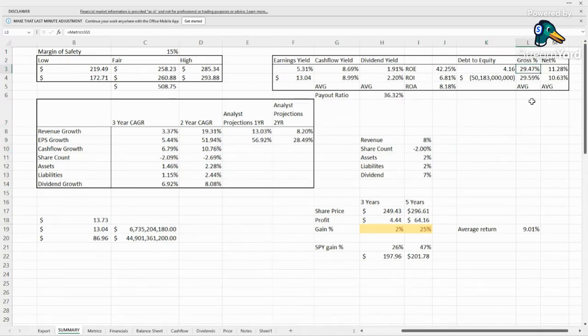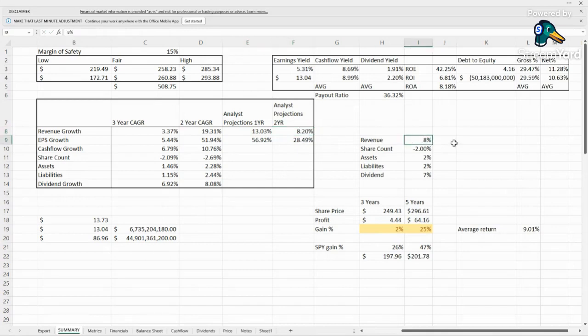Gross profit, right about where it typically sits, 29.5. Net, 11.28, up a bit from what they have had in the past. So it looks like they are cleaning up their margins a little bit, getting operations more streamlined. Revenue growth, they did not have a good time when COVID started. So they've bounced back since then, 19.3%. Analysts are projecting 13% over the next year, and then 2 years out, only 8.2%.